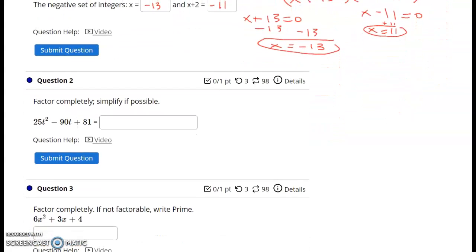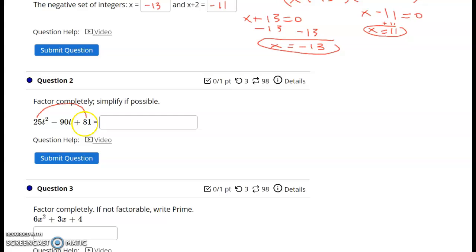Okay, let's look at number 2. We've got 25t squared minus 90t plus 81. So there are a couple ways to look at this problem. One is you could just do the rainbow method where you're multiplying 25 by 81 and then find numbers that go into 90. But something I'm noticing here is we have perfect squares on either end.